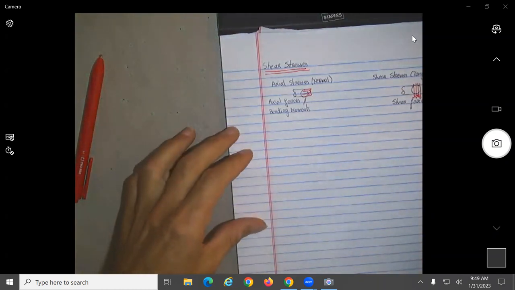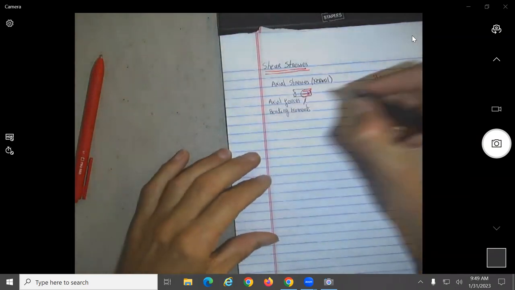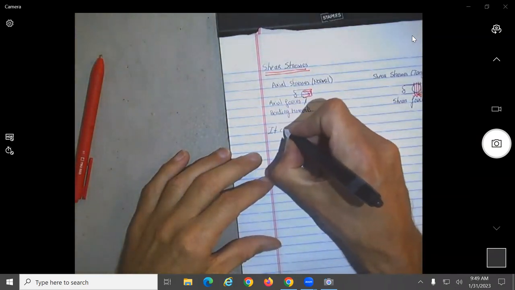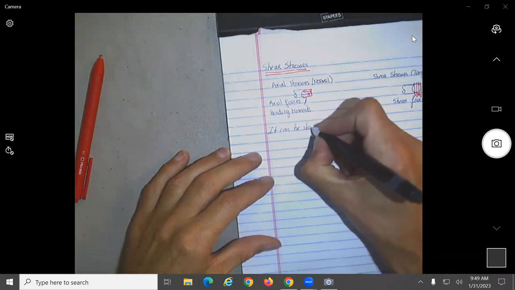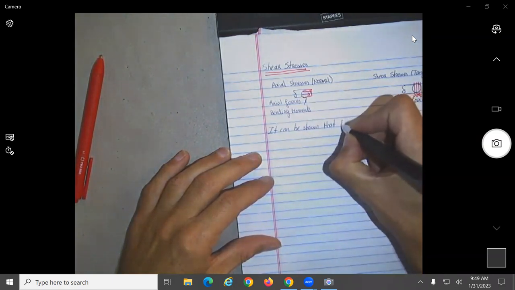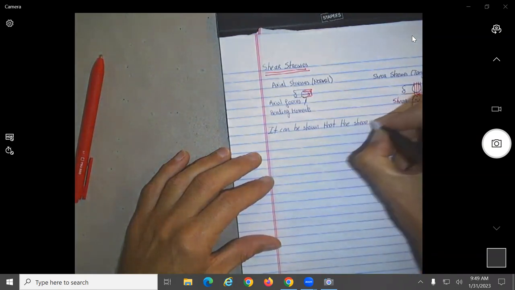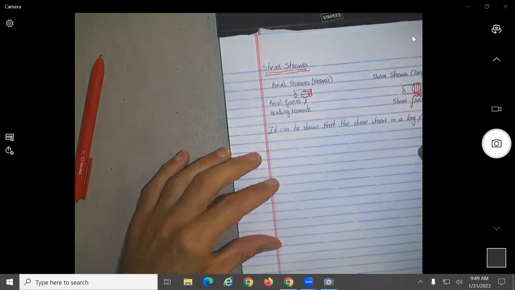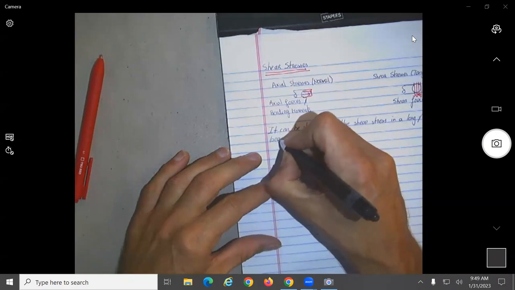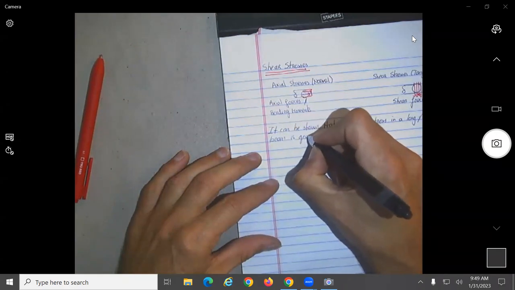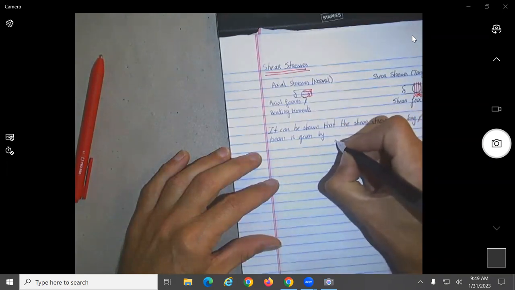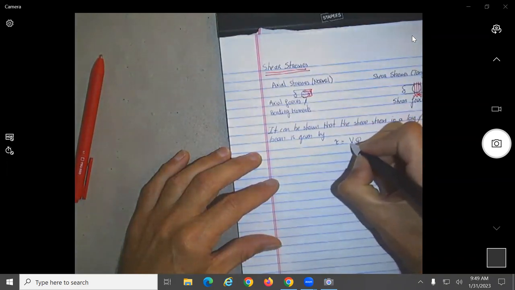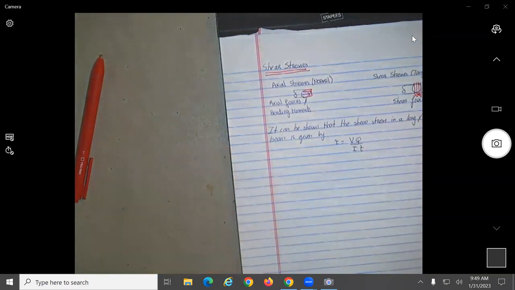Okay, so some comments about shear stresses. I'm not going to do the derivation, but let's say it can be shown that the shear stress in a long and slender beam is given by tau equal to VQ over IT.